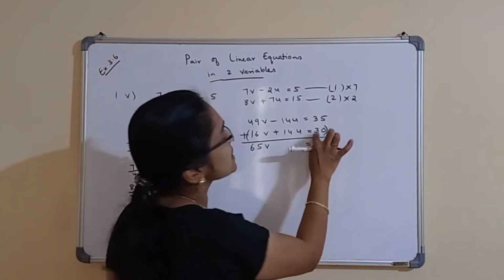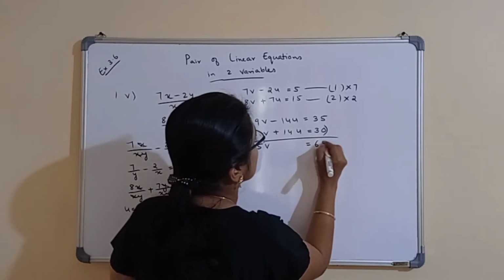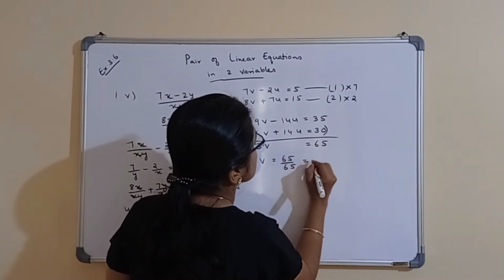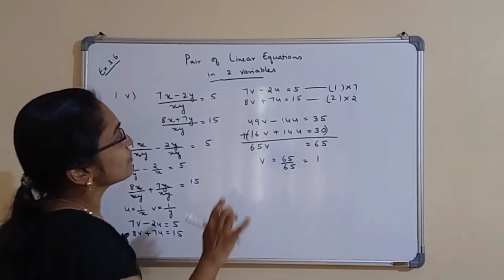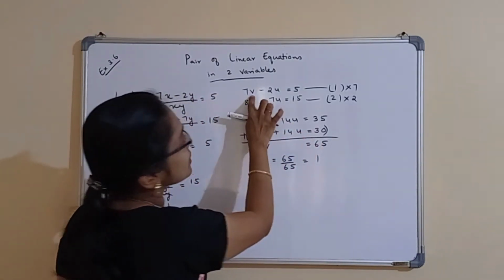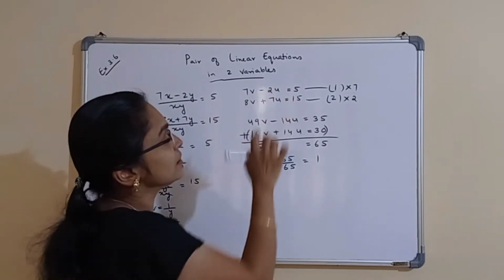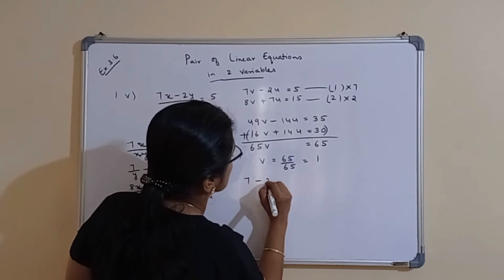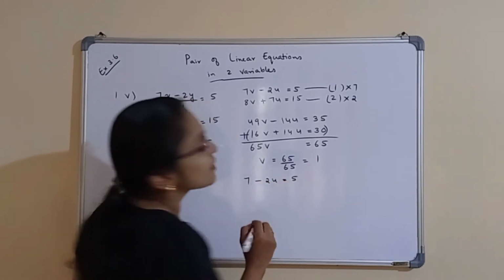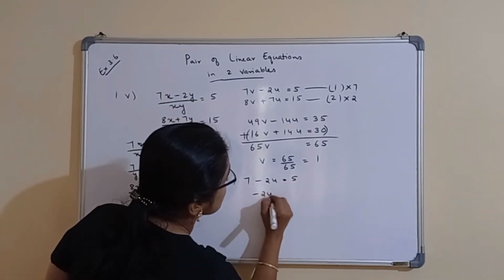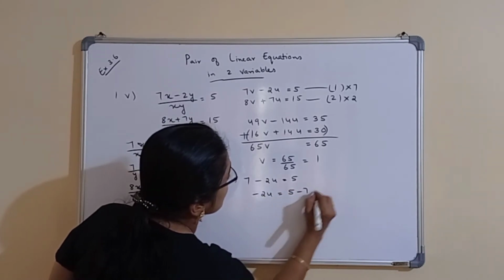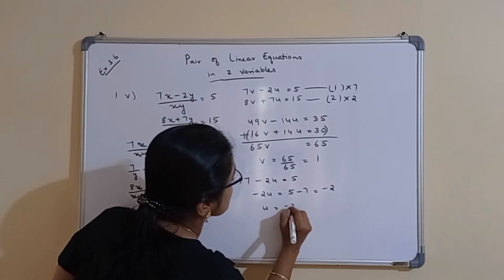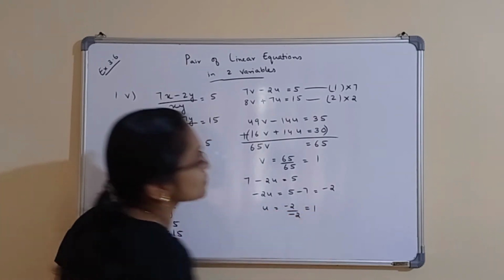Then 35 plus 30 is 65. So v is equal to 65 by 65, which is equal to 1. Okay, now we can solve for u. We can solve this from here. So 7v means 7 into 1 minus 2u is equal to 5, which means minus 2u is equal to 5 minus 7, which is equal to minus 2, right? So u is equal to minus 2 by minus 2, which is equal to 1.